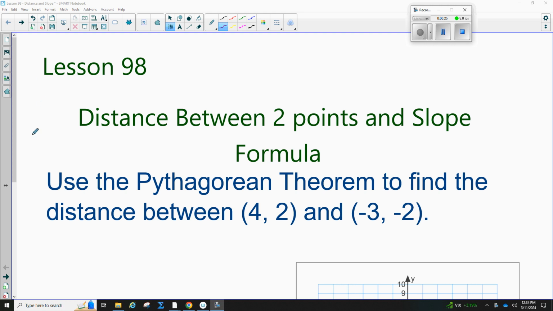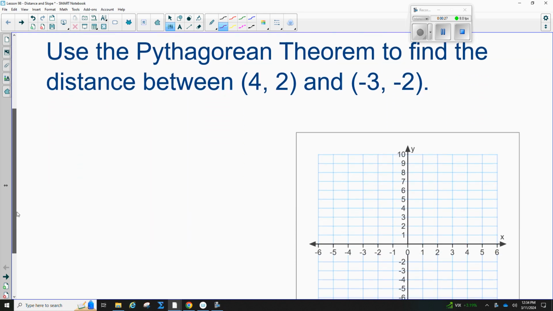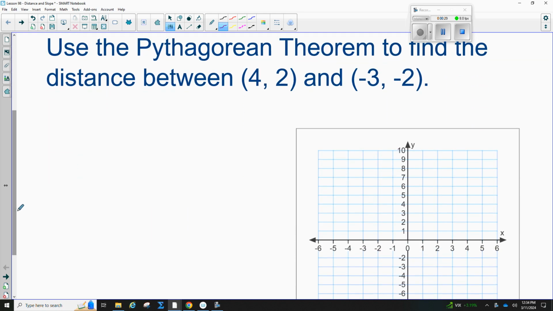So first we have: use the Pythagorean theorem to find the distance between (4, 2) and (-3, -2). All right, so Pythagorean theorem can tell us the distance between these points. So just make a little graph real quick, and we'll plot the point (4, 2). And we'll plot the point (-3, -2). And we want the distance between these 2 points.